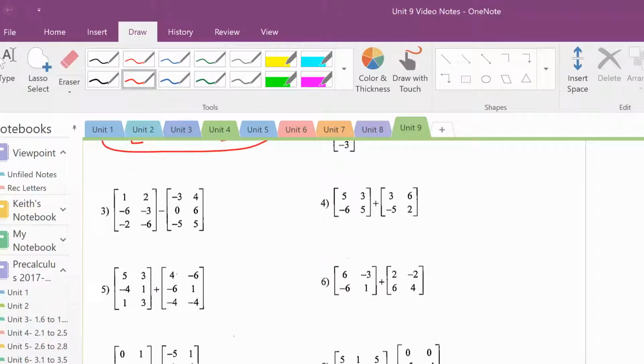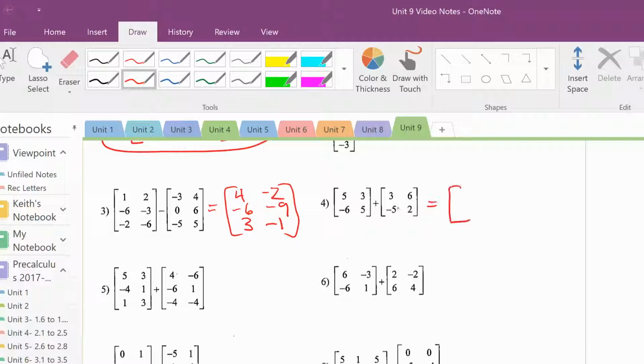So if you look at number 3, 1 minus -3 is 4. 2 minus 4 is -2. -6 minus 0 is -6. -3 minus 6 is -9. -2 minus a -5 is a +3, because remember, minus a minus gives you a plus. And then -6 minus 5 is -11.